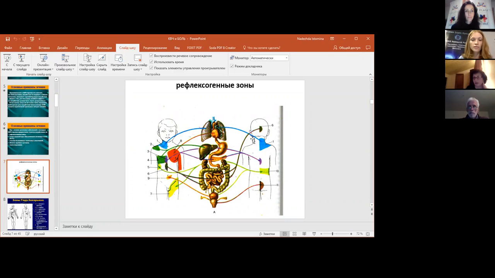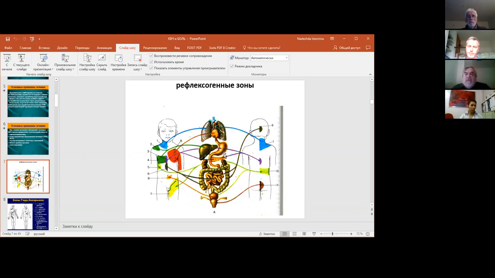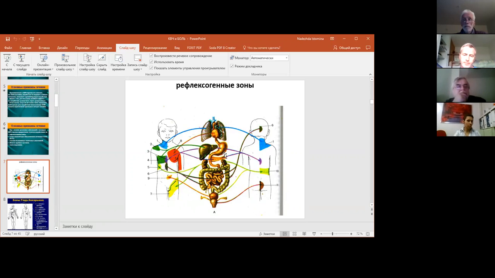Dr. Zenke has already demonstrated the zones which can be affected using the extremely high frequencies, and now Dr. Istomina is showing you the image which demonstrates these reflexogenic zones which can be affected with the frequencies.